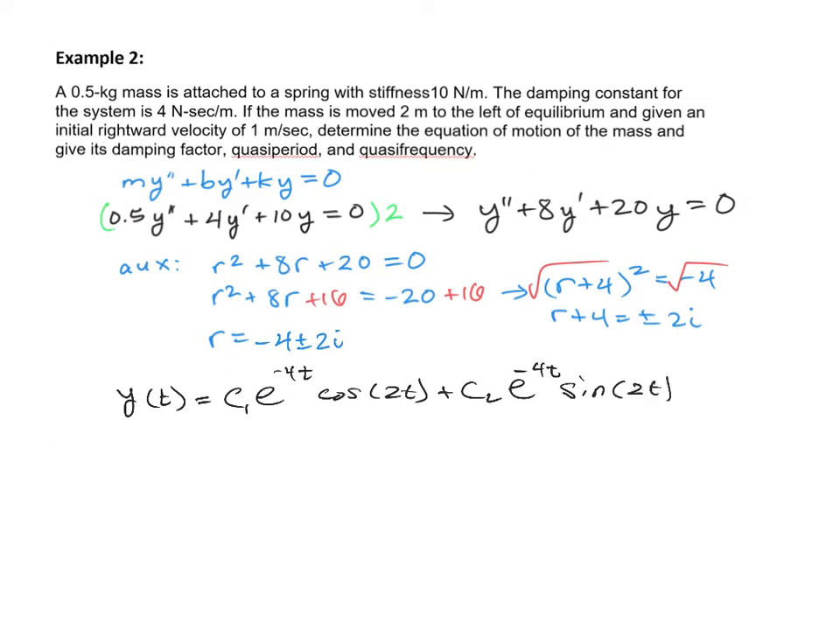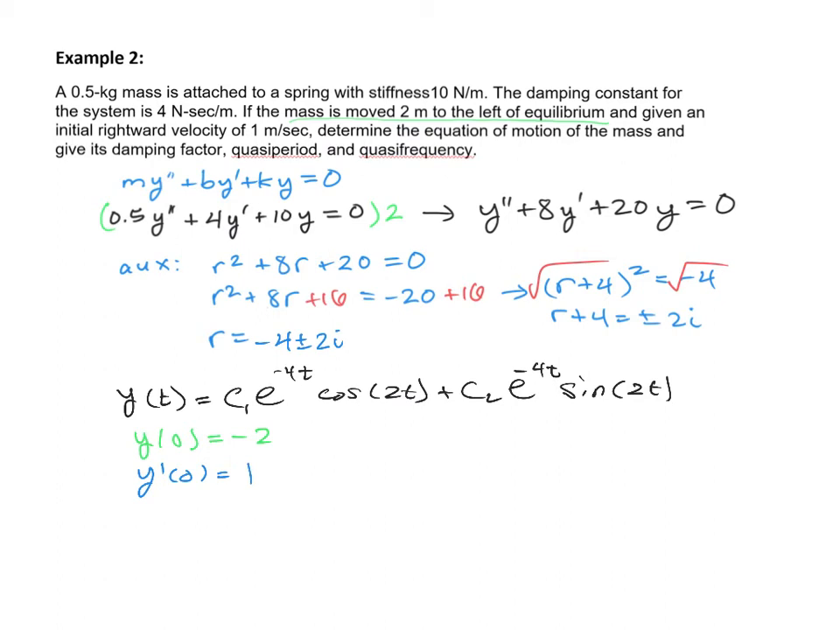We also have two initial conditions that we need to gather from the problem. So the first one, it says that the mass is moved 2 meters to the left of equilibrium. So that tells us that the initial position of the spring mass is going to be negative 2 meters. And then it also says that we have our initial rightward velocity of 1 meter per second. So that tells us that y prime is equal to a positive 1, because again, that motion is towards the right.